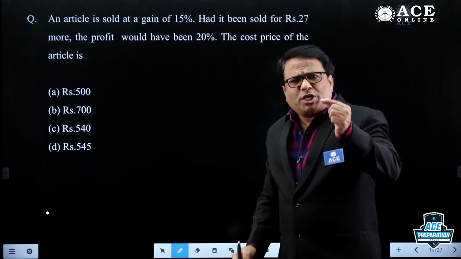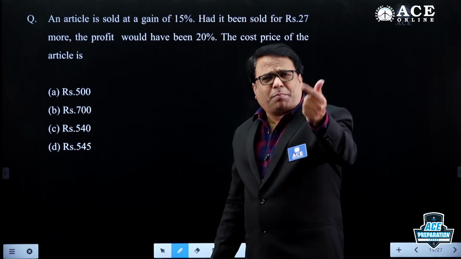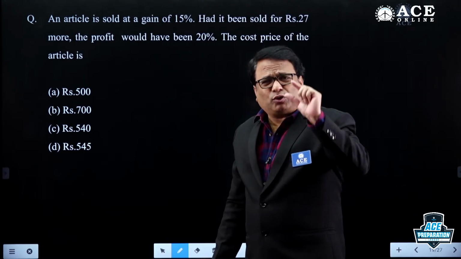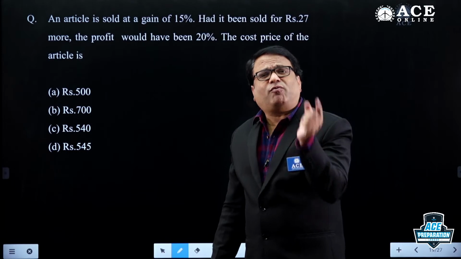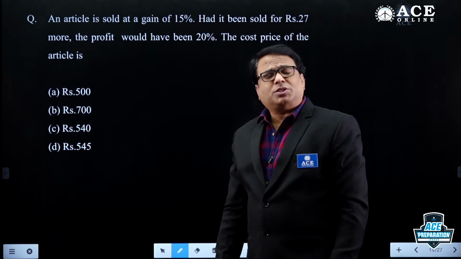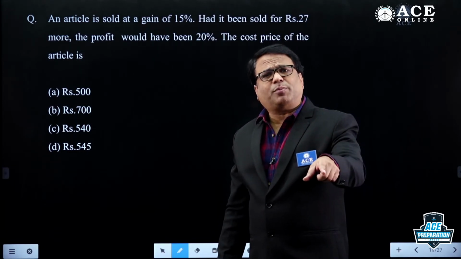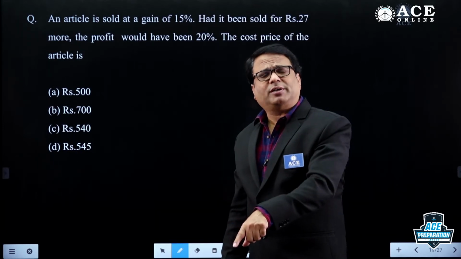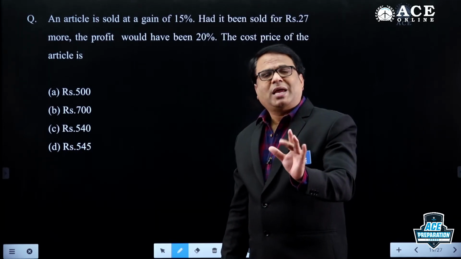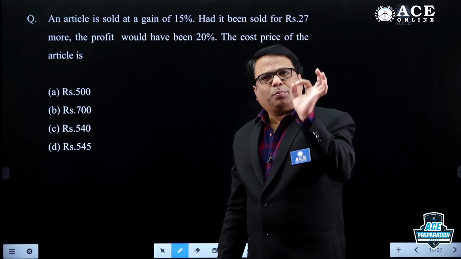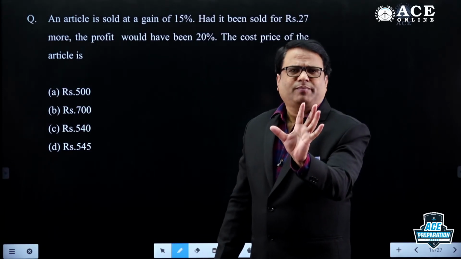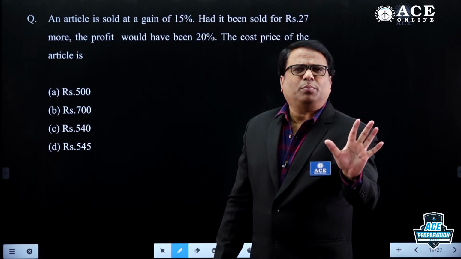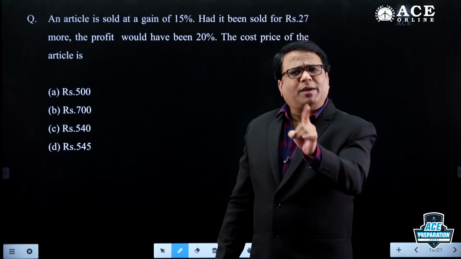That means a change of 27 rupees in the price is bringing a change of 5%. How a change of 5%? Because 15% profit is becoming 20% profit. So that clearly shows a change of 27 rupees in the price is bringing a change of 5%. That means 27 rupees is equal to 5%.